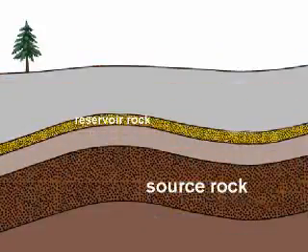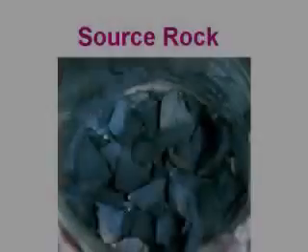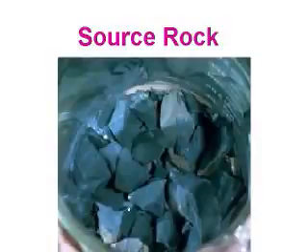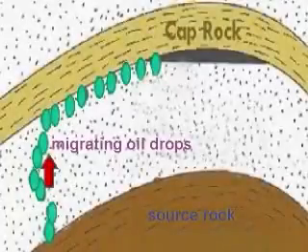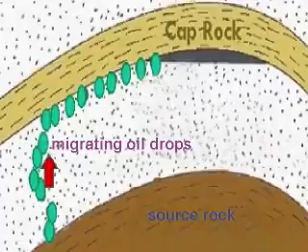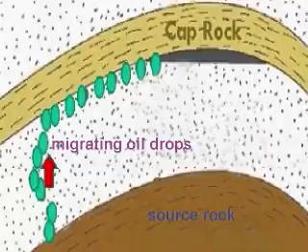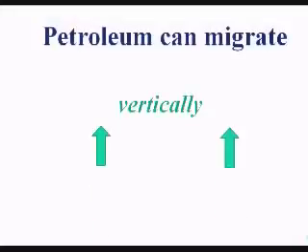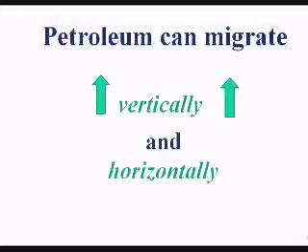The place where oil is first formed is called the source rock, usually a shale rock enriched with dead organic material. Once the oil is made in the source rock, where does it go? Petroleum must migrate and be trapped before it is exploitable, before we can economically get it out of the ground. Oil can migrate up vertically over geological time.